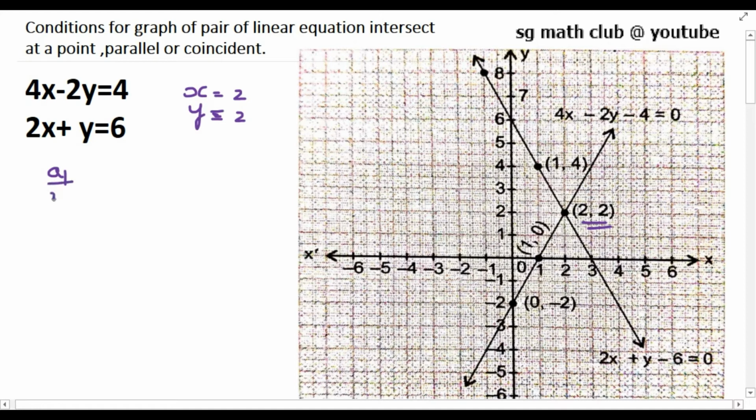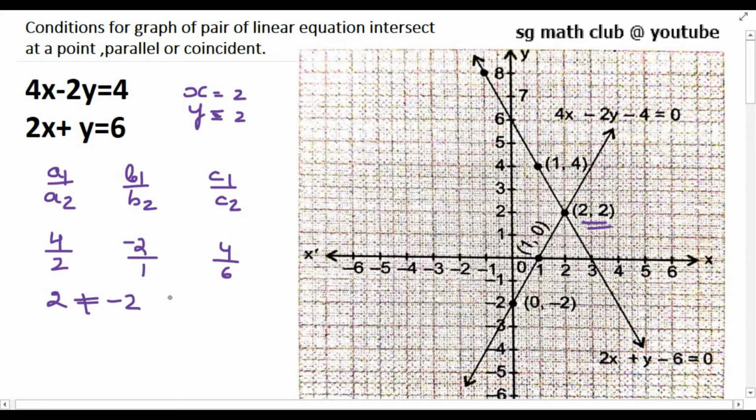For example, a1 by a2, b1 by b2 and c1 by c2. When you compare the coefficients, you get 4 by 2, minus 2 by 1, and 4 by 6. You can see that 4 by 2 is 2, which is not equal to minus 2, and definitely not equal to 2 by 3. So what can we infer from this? a1 by a2 is not equal to b1 by b2. That means it has a unique solution. We have already seen this condition, and this type of equation is consistent.